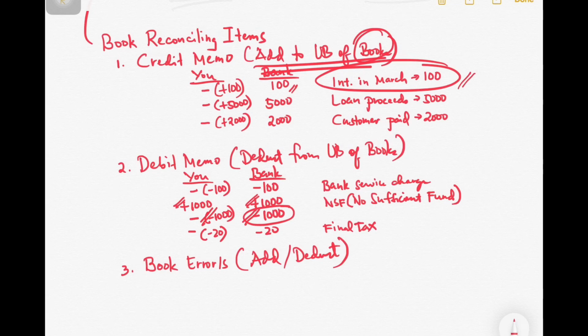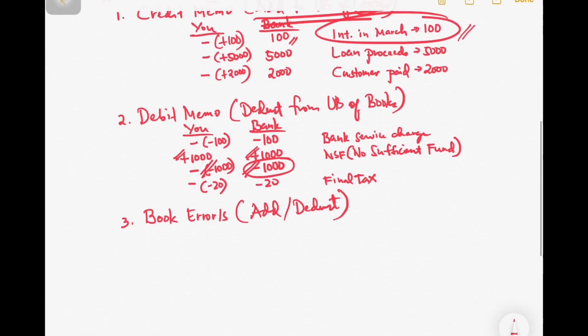Hopefully it's clear, because what's more important in bank reconciliation is actually the logic, why we need to add or deduct. And then for the book errors, this one is easy. And this is the rule for errors. Whoever made the error should be the one to correct it. For example, this is you, this is the bank. You deposited 1,000. But you made an error. Instead of writing 1,000, you wrote 100. So who will adjust for this one? Of course, the one who committed the error. The company should add 900 more to balance. Again, the rule is whoever made the error should be the one to correct.